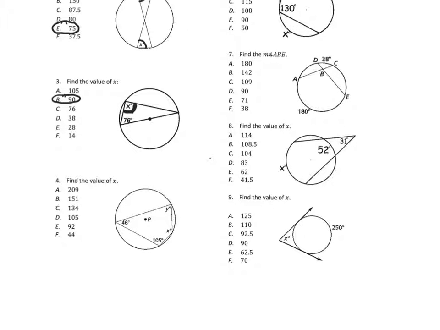Another theorem or property we talked about is opposite angles being supplementary when we have a quadrilateral inside the circle. So these are the opposite angles. Supplementary means 180. So for this one, we just do 180 minus 46 on our calculators, and we get 134, which is C.